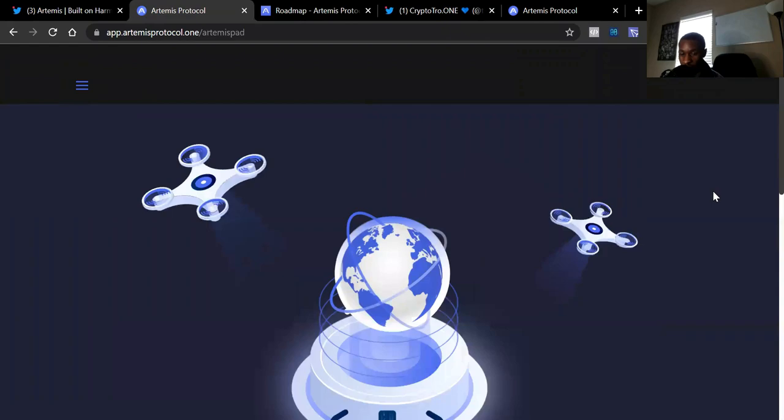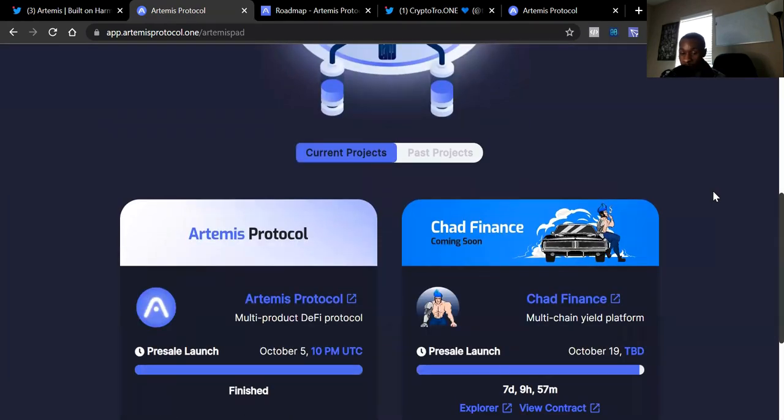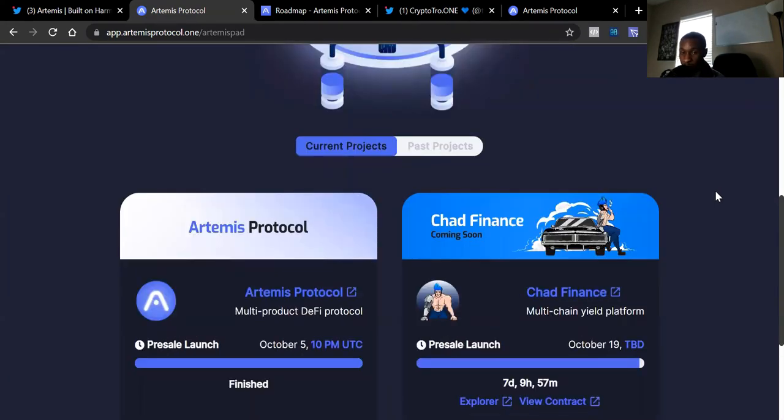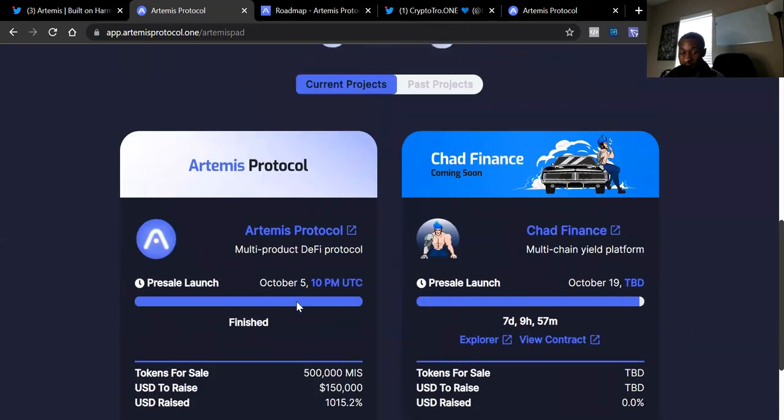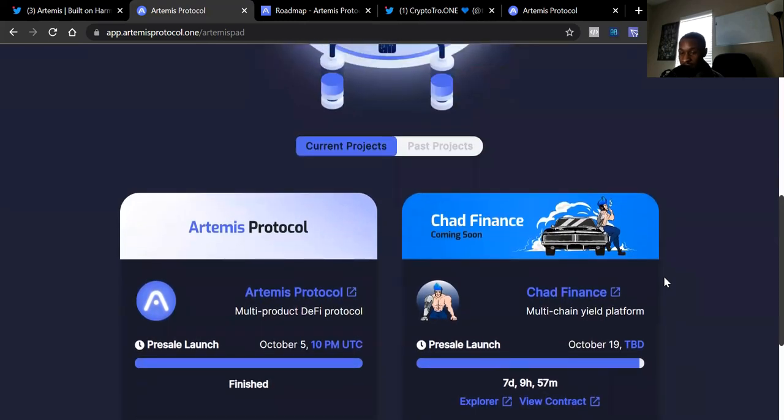So let's go to the ARTEMIS pad. The ARTEMIS pad is pretty much where the pre-sale for cryptos happens, and that's where the pre-sale for the ARTEMIS token happened. Tokens for sale was 500,000. USD raised was 150,000. And you can just see that's how many tokens ARTEMIS sold in their pre-sale launch. And then you got Chad Finance.